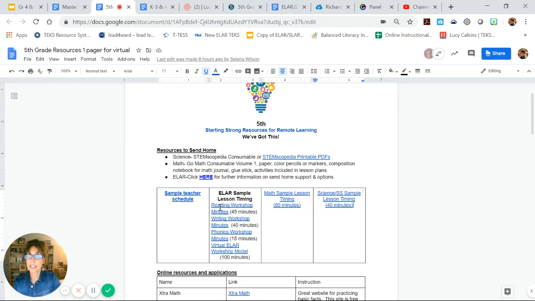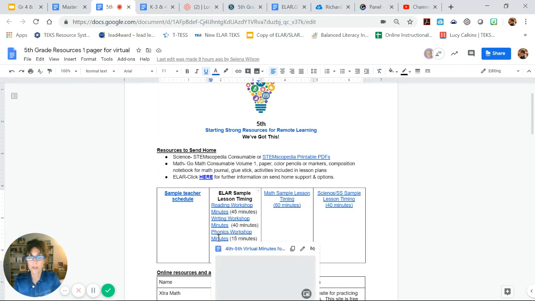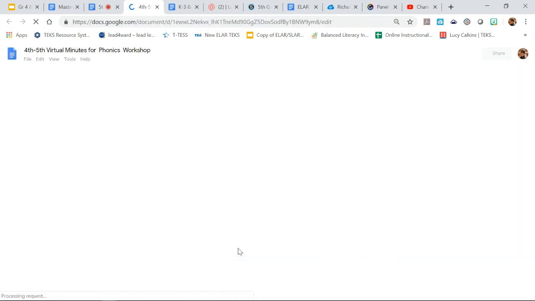Kristen has then broken it down into the reading workshop minutes, writing workshop minutes, phonics workshop minutes, and then a total of 100 minutes in the model. This is what it would look like, if you had 100 full minutes. What she's going to show you in a little bit is how it translates. I'm just going to show you since you have not seen this maybe yet.